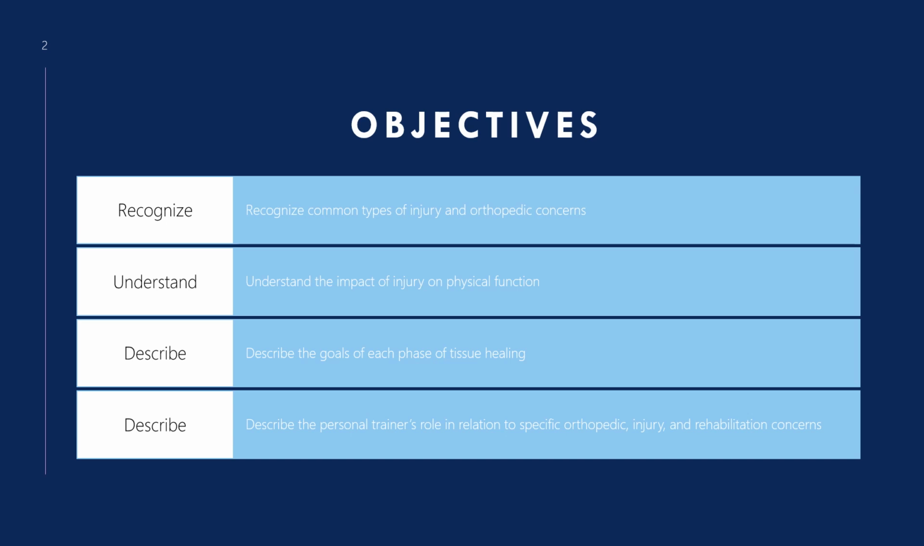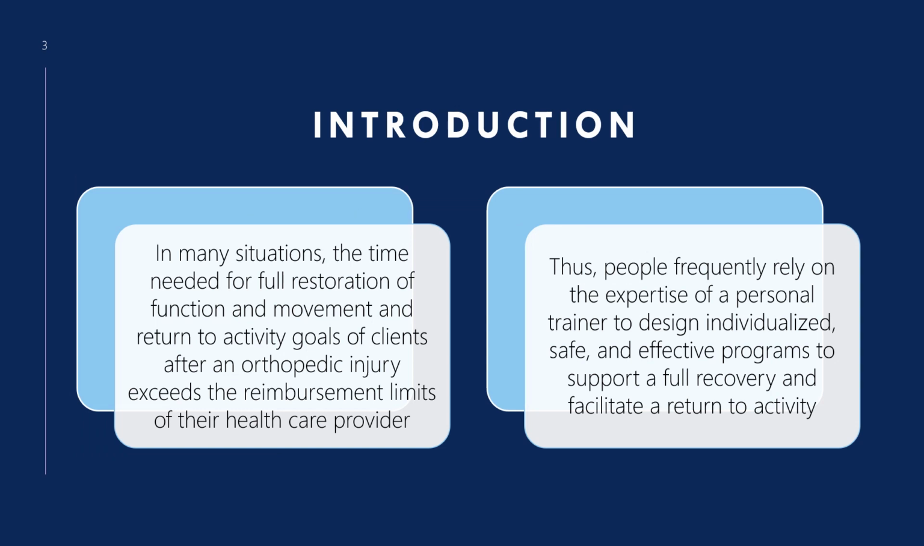Here we go. An orthopedic injury refers to any injury that affects the musculoskeletal system, which includes the bones, muscles, ligaments, tendons, and joints. These injuries can result from various causes, such as accidents, sports activities, repetitive motions, and degenerative conditions.